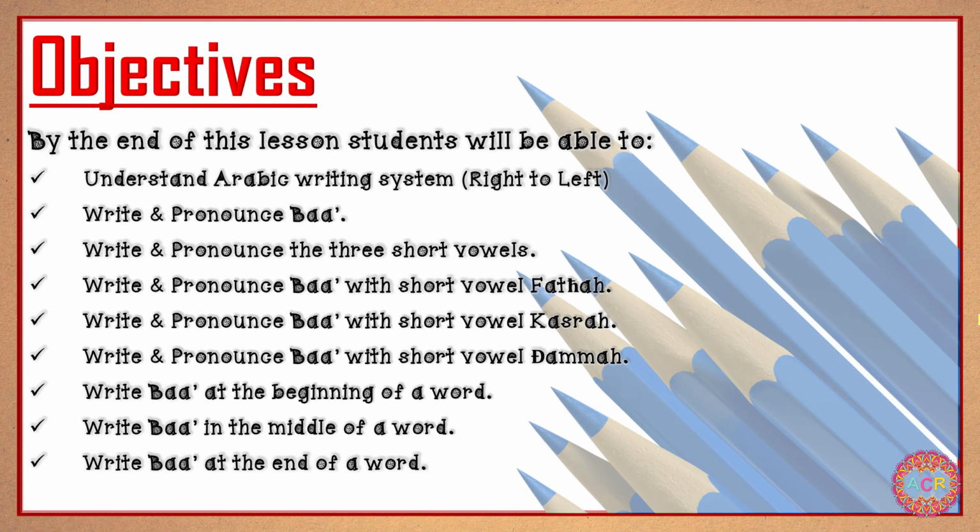Objective for our lesson. By the end of this lesson, students will be able to: number 1, understand the Arabic writing system from right to left. Number 2, write and pronounce the letter ba by itself. Number 3, write and pronounce the 3 short vowels. Number 4, write and pronounce the letter ba with short vowel fatha, and then with kasra, and with dhamma, and then talk about the Arabic writing system, and have more details about the letter ba and its forms at the beginning, in the middle, and at the end.